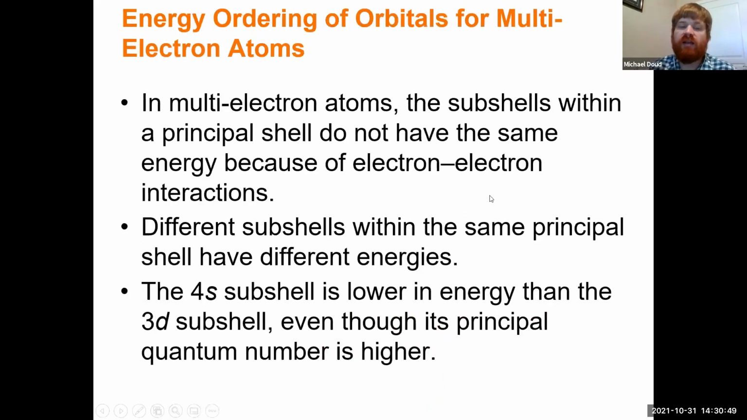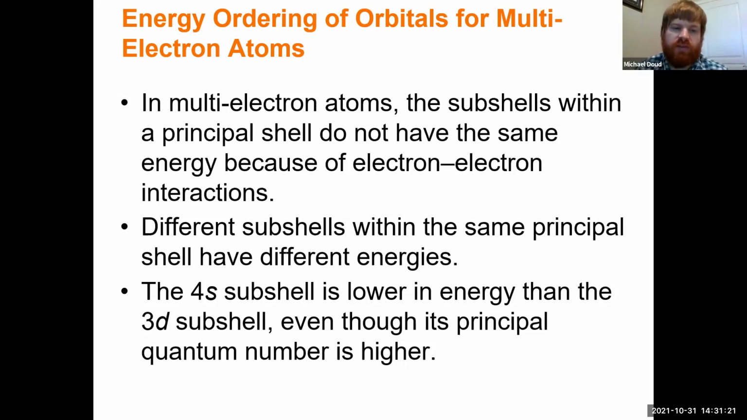Okay, is that complicated enough? Well, let's go ahead and take a look here. So if we have multi-electron atoms, the subshells within a principal shell don't have the same energy. So the 2s and the 2p sublevels don't have the exact same energy. Different subshells within the same principal energy shell are going to have different energies. That's kind of what we were saying before, where we mentioned that the 2s sublevel gets filled before the 2p sublevel.